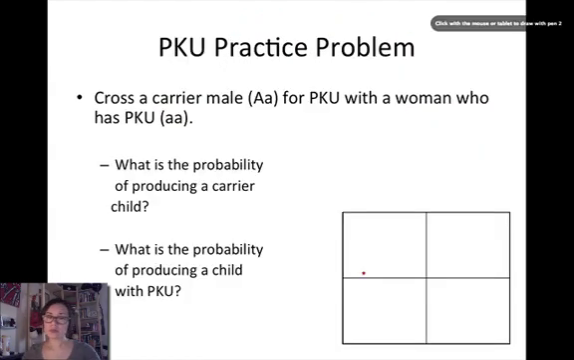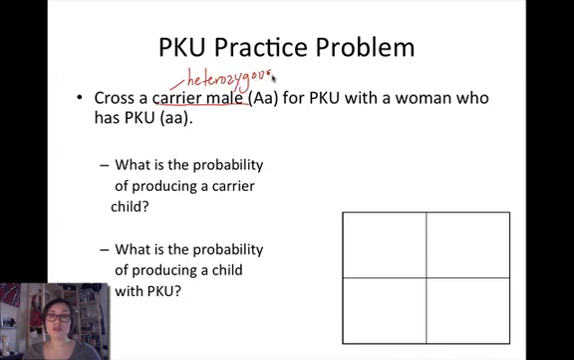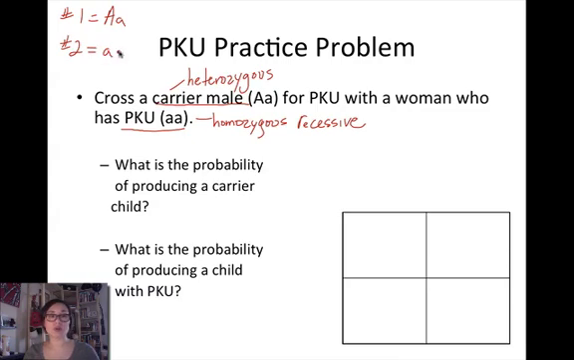Here's our first one. So again, we're going to hammer out the problem. We have a carrier male, and remember, to be a carrier means that you are heterozygous, so you yourself do not have the disorder, but you are holding one lowercase letter, so it's possible for you to give it to the next generation, with a woman who has the disease. So she has PKU, and the only way to have it is to be homozygous recessive. So let's go ahead and figure out who our parents are. So I'm going to write that up here. Parent number 1, I already know, is a carrier male, so it's going to be heterozygous, big A, lowercase a. And the woman in this particular word problem actually has the disorder, and the only way to have it is to be homozygous recessive, so little a, little a.